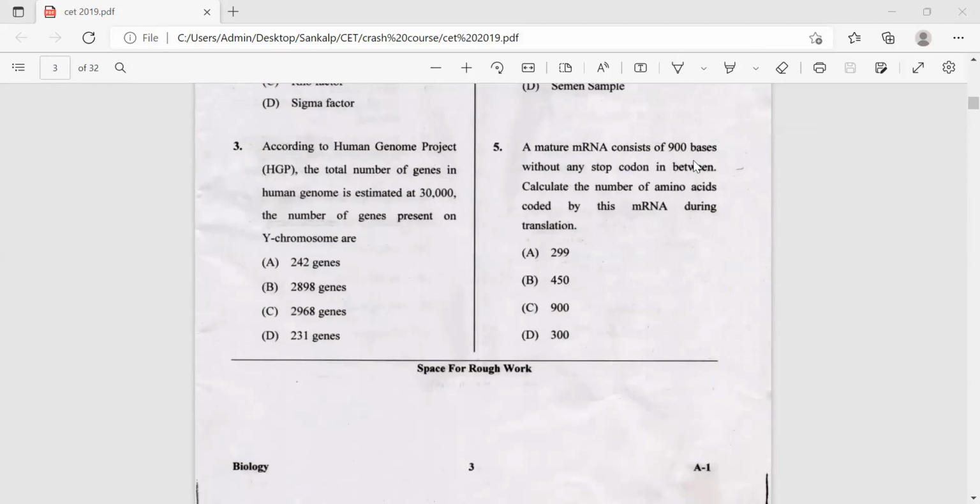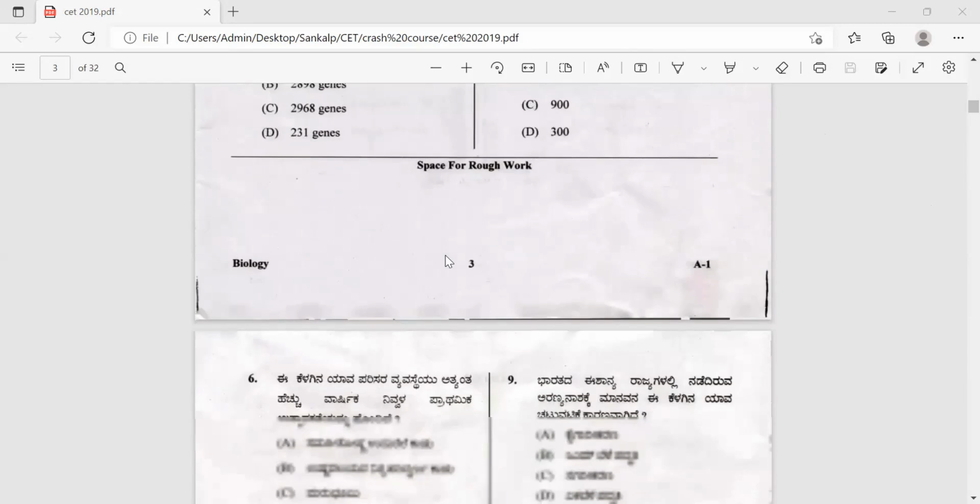1 amino acid is coded by 3 bases, or 1 codon. So here 900 bases are there. 900 bases is equal to what? 1 amino acid is equal to 3 bases, so what you have to do is divide it by 3. Understood all of you?